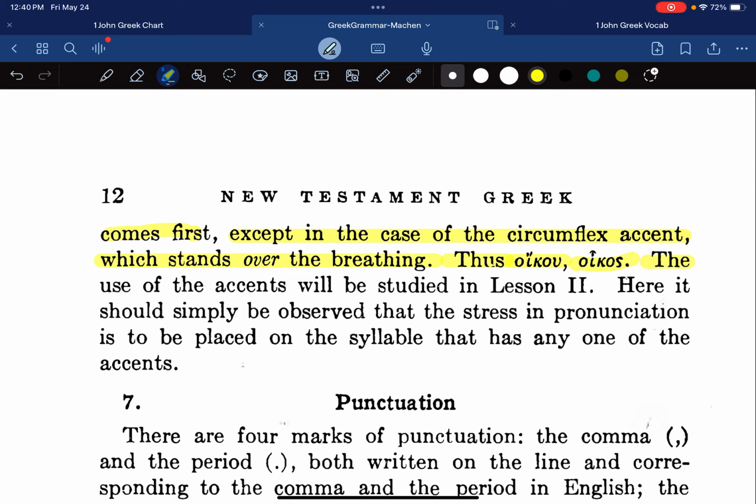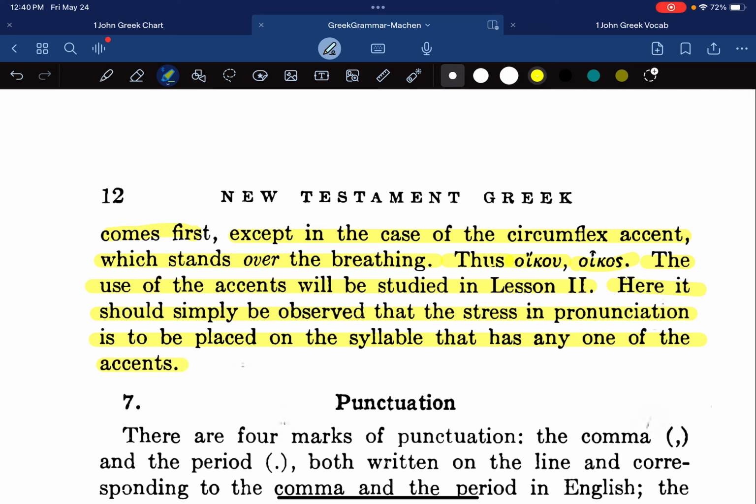Moving on, we see that the use of the accents will be studied in Lesson 2. Here, it should simply be observed that the stress in pronunciation is to be placed on the syllable that has any one of the accents.